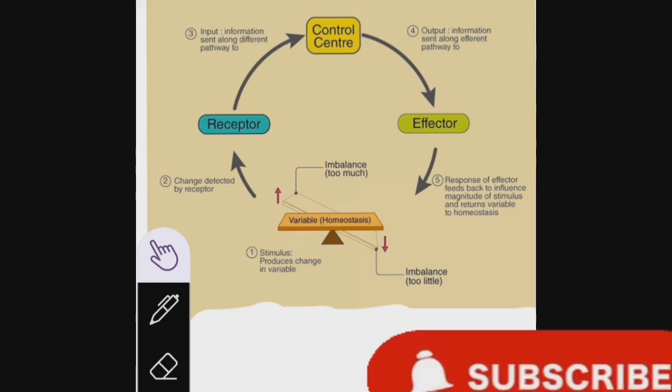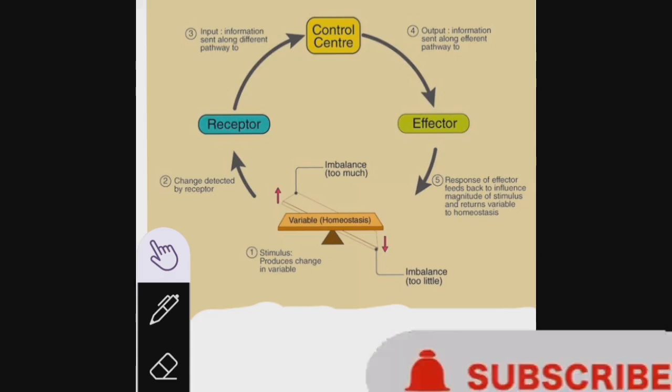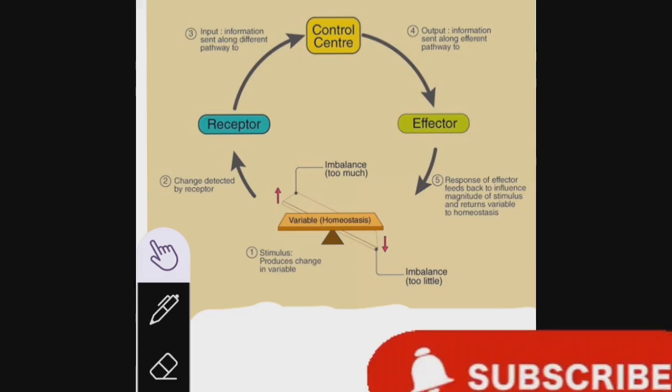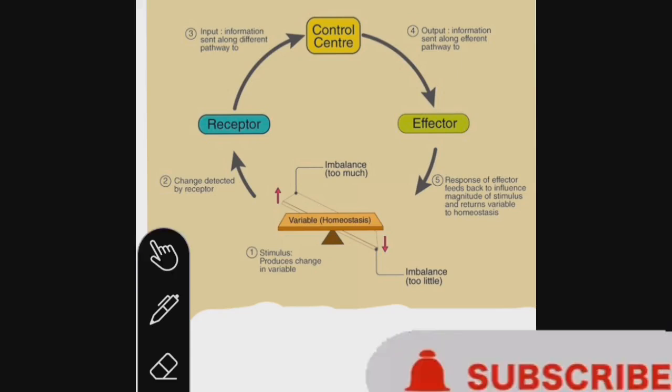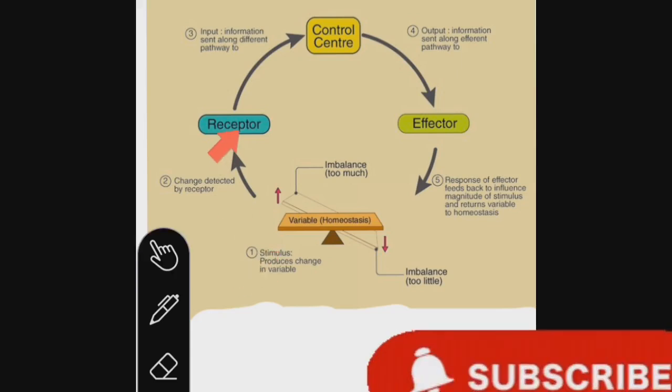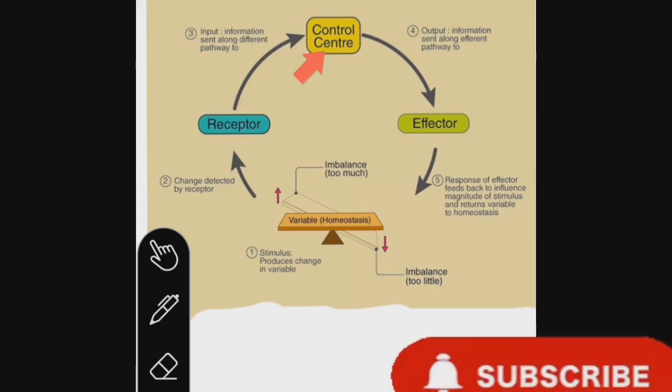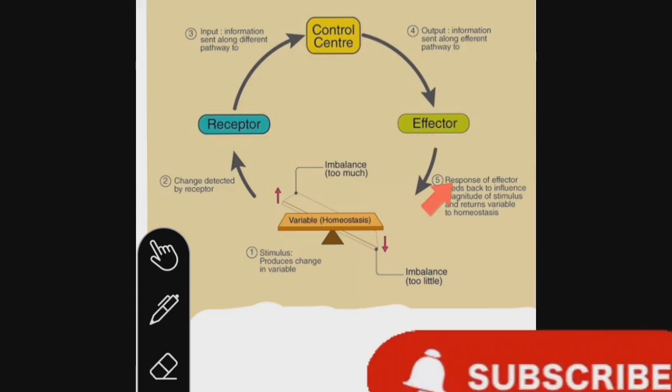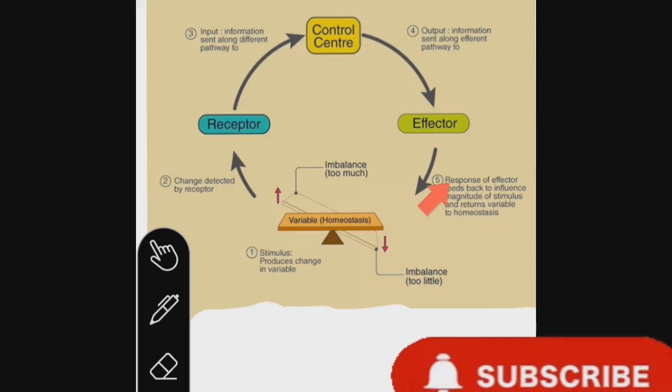Before we jump into examples, I want you to understand the major components of every homeostatic system. Almost every feedback mechanism has a stimulus, then the receptor, then a control center, then an effector, and a response is made. So let's quickly explain them.